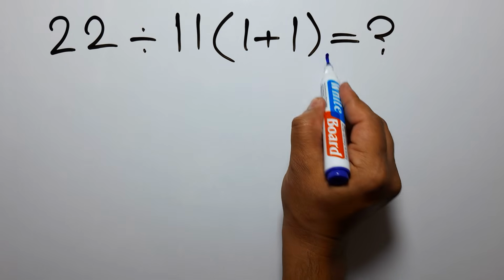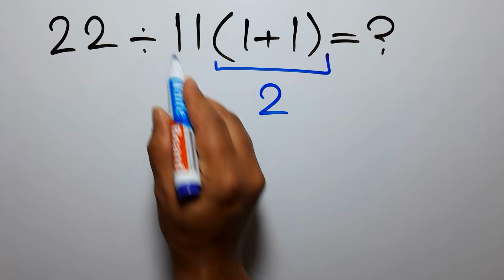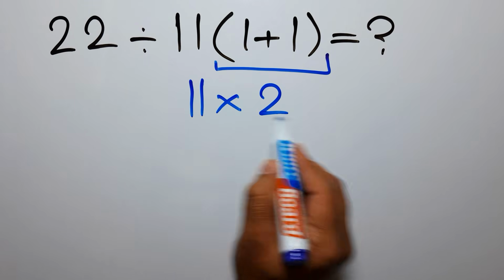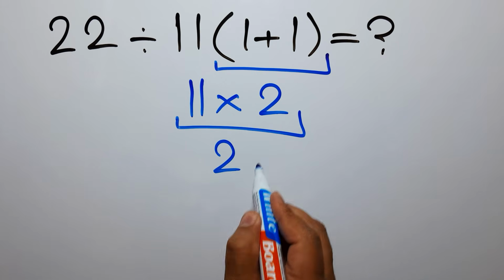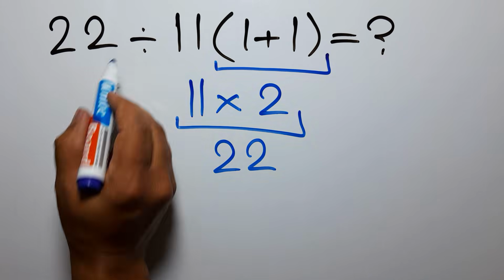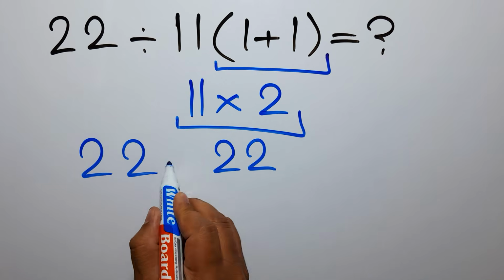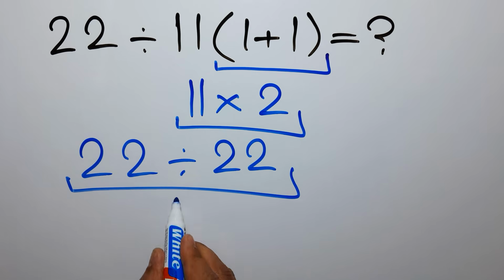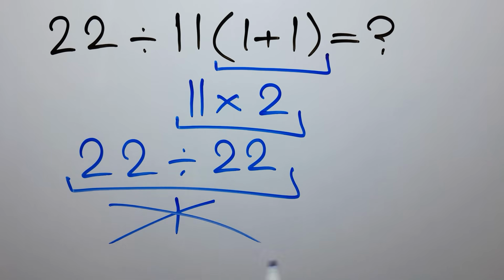1 plus 1 gives us 2. And 11 times 2 gives us 22. So 22 divided by 22 is just 1. But this answer is not correct.